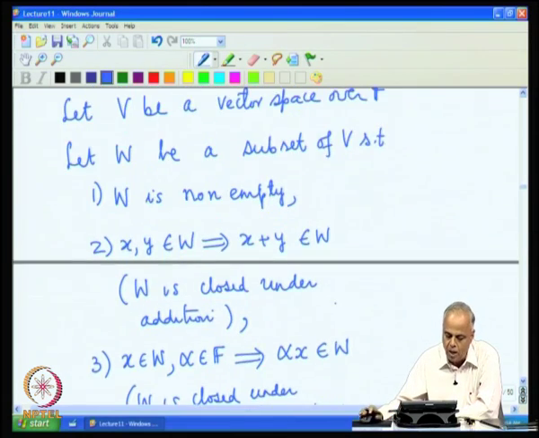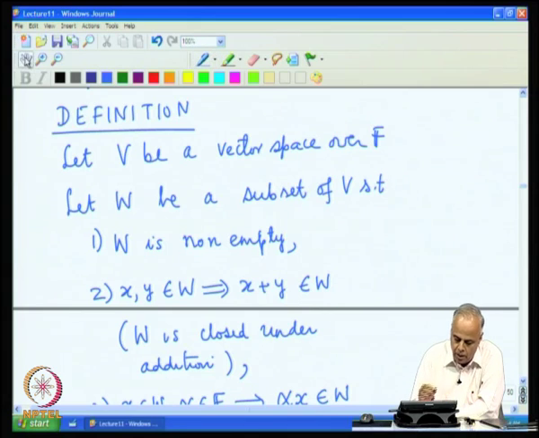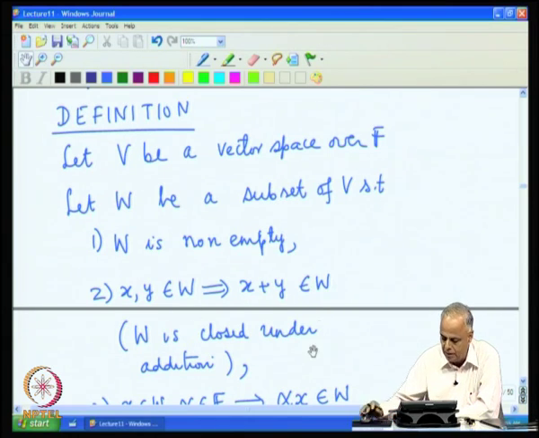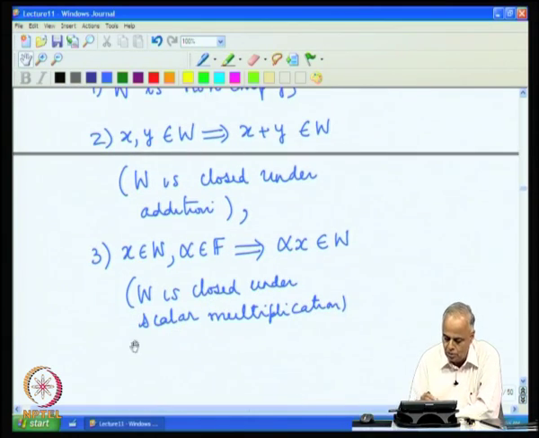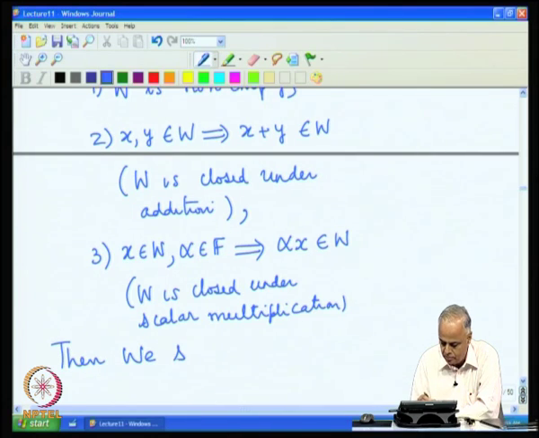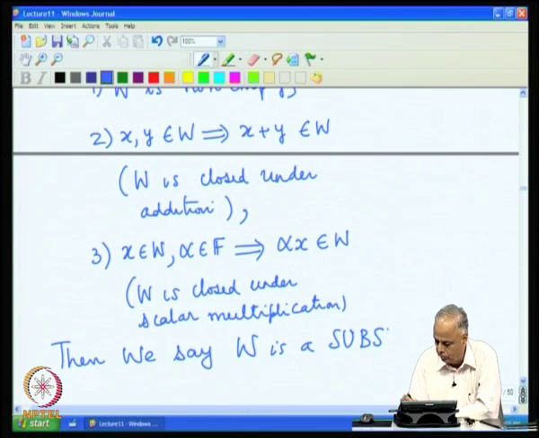So, if we start with a set in W which has these three properties, namely that it is non-empty, it is closed under addition and it is closed under scalar multiplication, then we say W is a subspace of V.